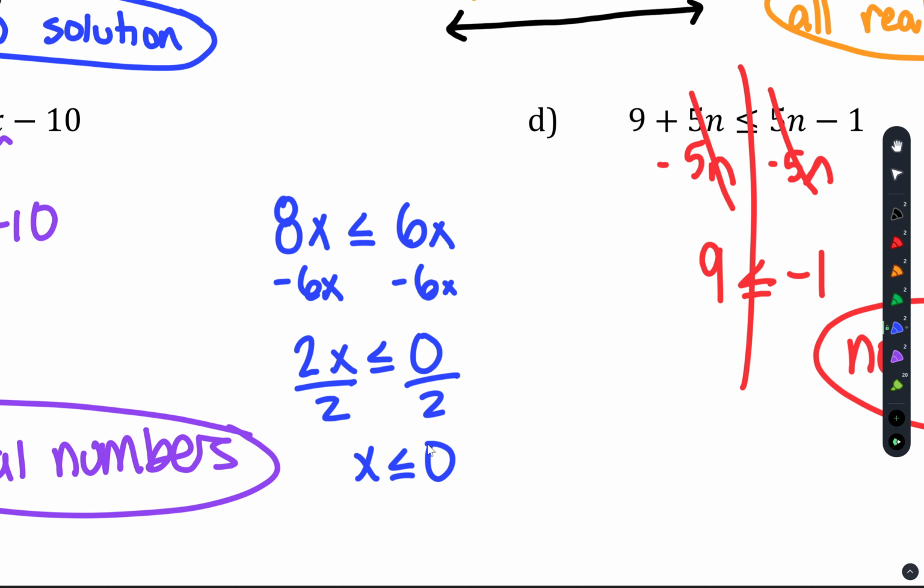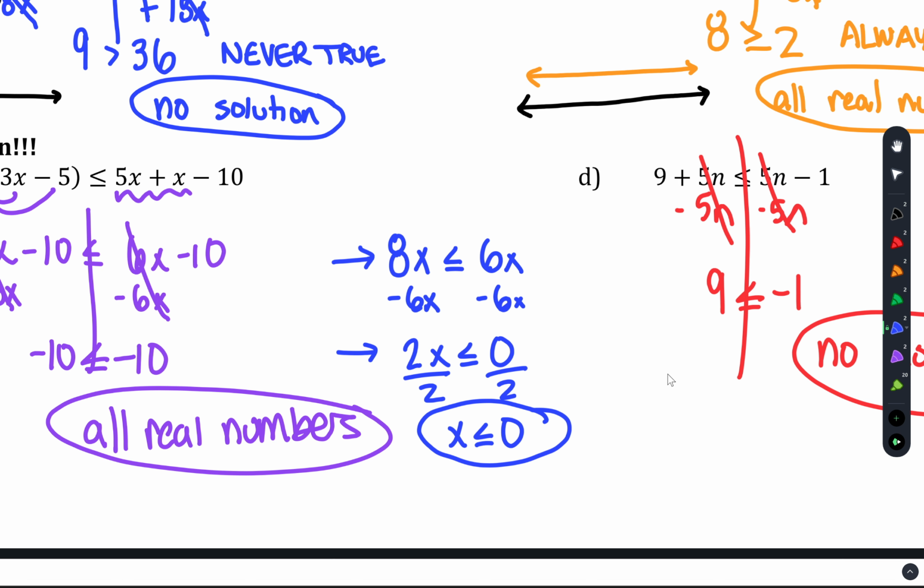X is less than or equal to 0 is a valid answer, okay? We are not going to see something like this and panic and say no solution, okay? 0 is an answer. Everybody understand? Fantastic.